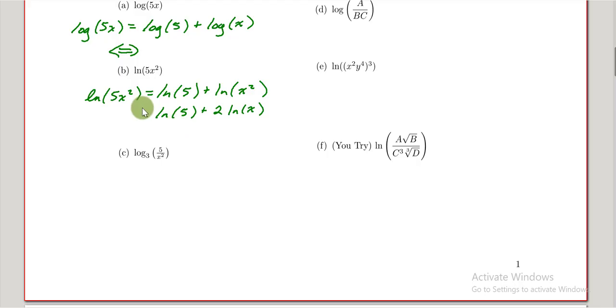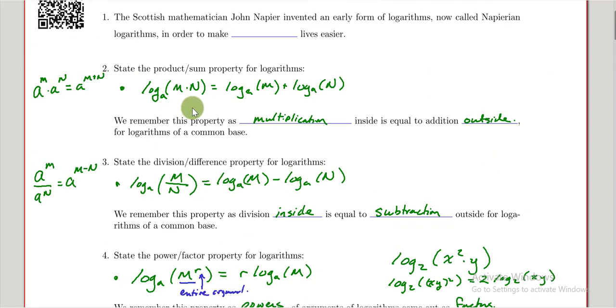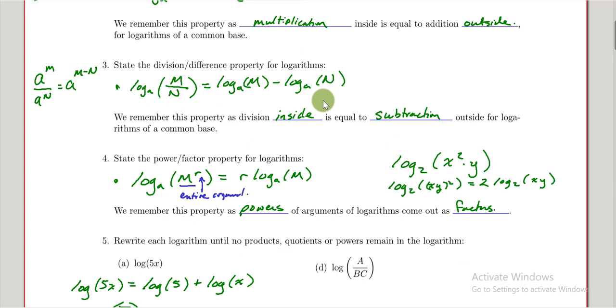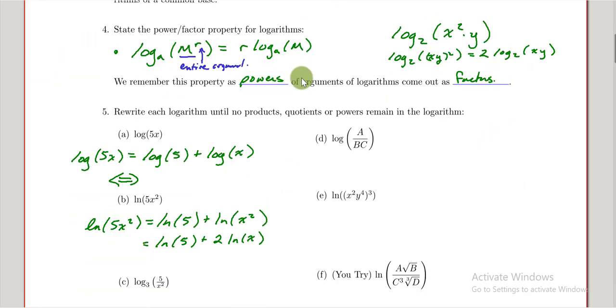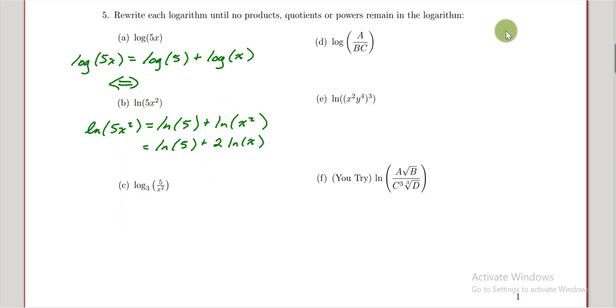So again, we're getting practice with these properties. The first one says if I have multiplication inside a logarithm, I can break it up as addition outside. The second one says if I have division inside, I can break it up as subtraction outside. And the third one says that if the entire argument is raised to a power, we can bring that power out from the logarithm.